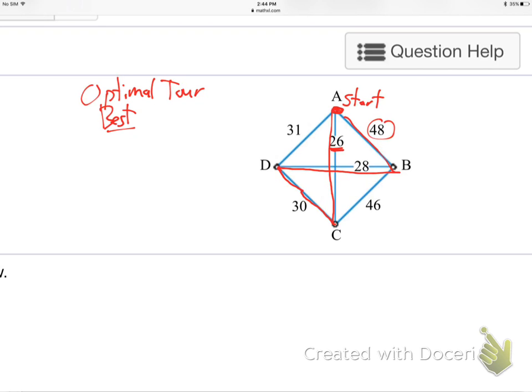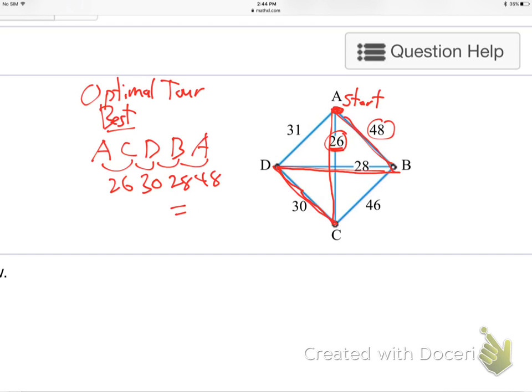I don't know. This is kind of the problem we're going to have. We'll see how to resolve it. But for now, let's just say, maybe. So A, what did we do? We did A, then C, then D, then B, then back to A. How much did that cost us? A to C was 26, and then C to D was 30, and then D to B was nice and cheap, 28. But then the bad one was B back to A, 48. Add those up: 132. That's the cost of that road.